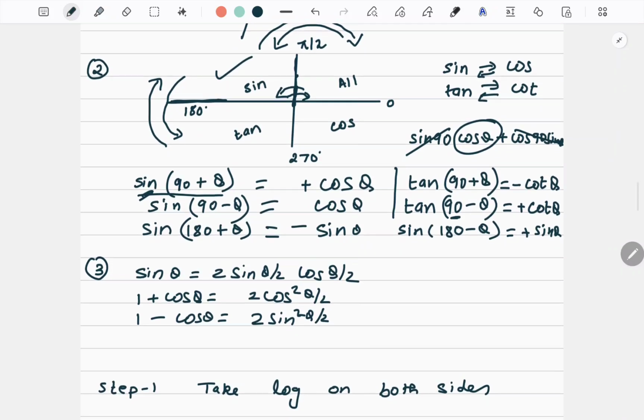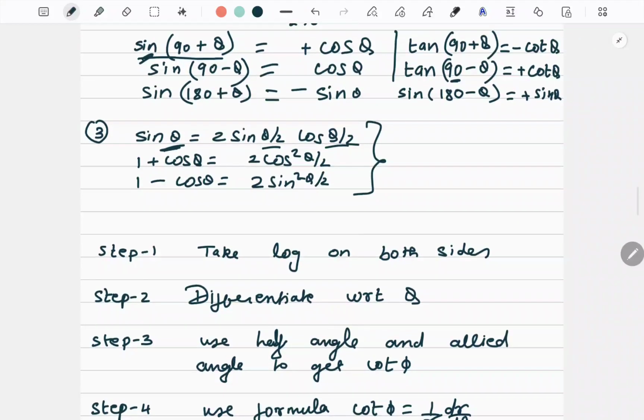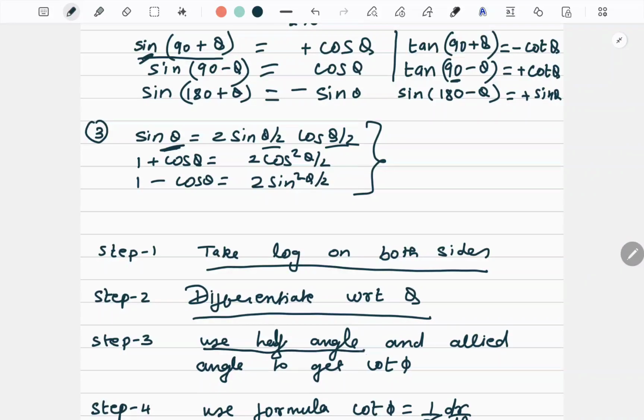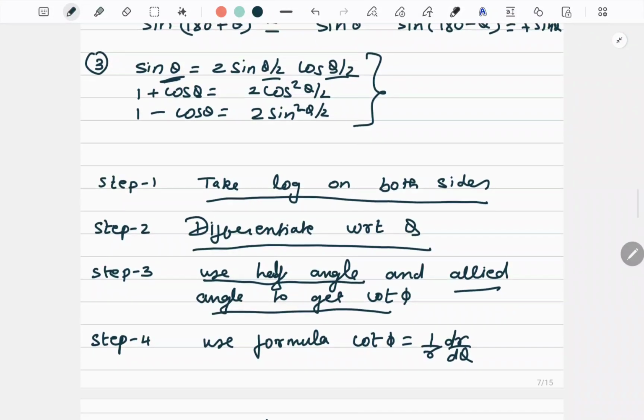Apart from this, I will be using these three half angle formulas. They are known as half angle because whatever is the angle here, here it becomes the half of it. Now what will be the working procedure? First step, take log on both the sides. Then differentiate with respect to theta. Use half angle formula and allied angle to get the cot term, and then use this formula to extract the value of phi.